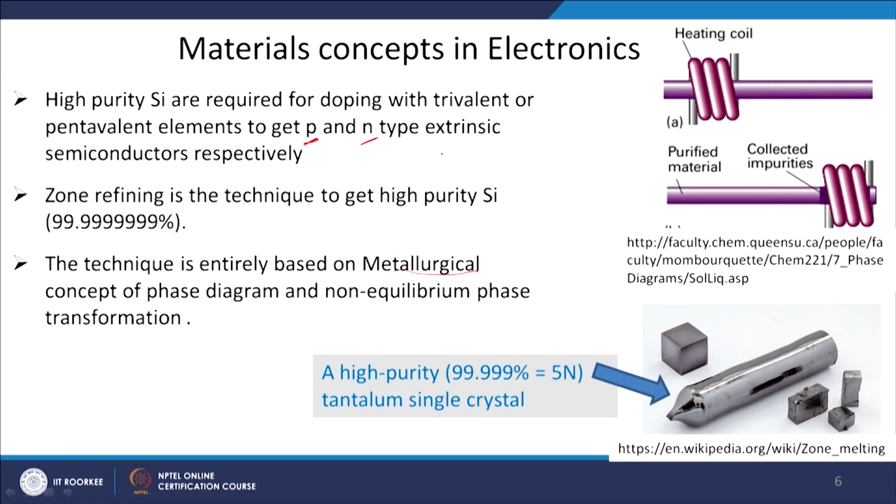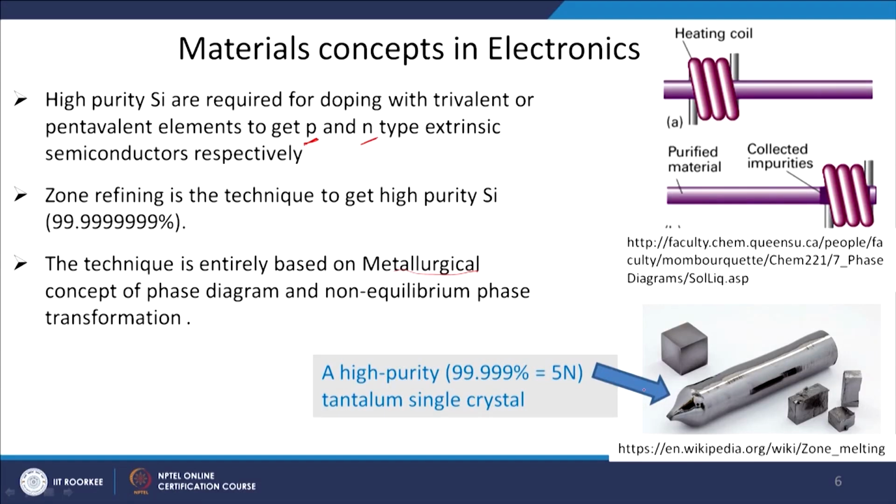So, you can understand the kind of purity you need in silicon to have a good semiconductor, and when you have very high purity silicon, only then will you get a good extrinsic semiconductor. So, when you add this dopant, you get either P type semiconductor or N type semiconductor, and one zone refined tantalum single crystal is shown here. You can get single crystals also by this particular technique, which is what is used in all these solar panels and all that.